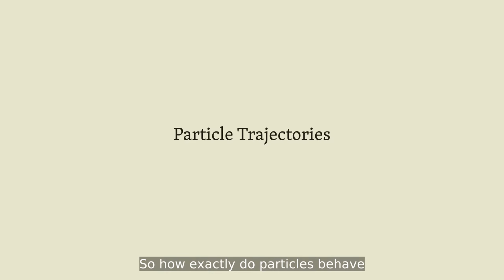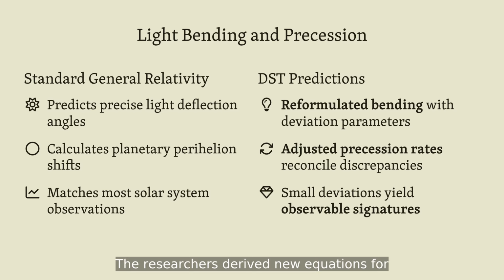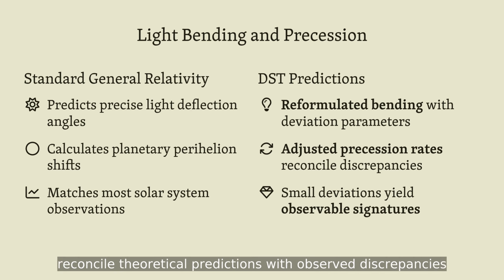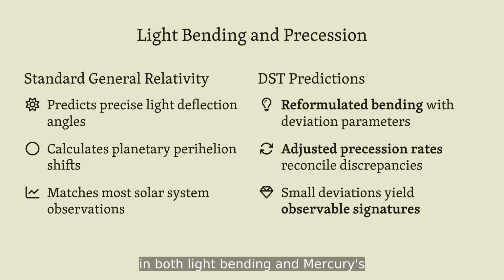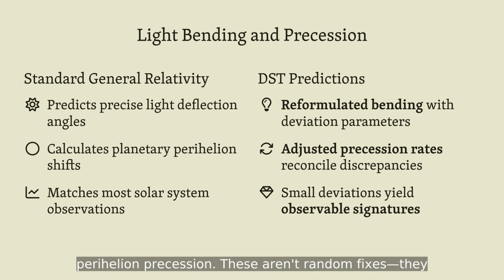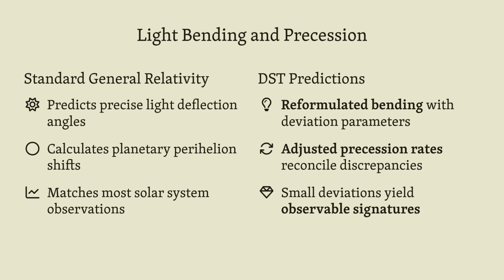So how exactly do particles behave differently near these exotic objects? The researchers derived new equations for geodesics around DST black holes, finding that adjusting just one parameter can reconcile theoretical predictions with observed discrepancies in both light bending and Mercury's perihelion precession. These aren't random fixes. They emerge naturally from the modified spacetime geometry.